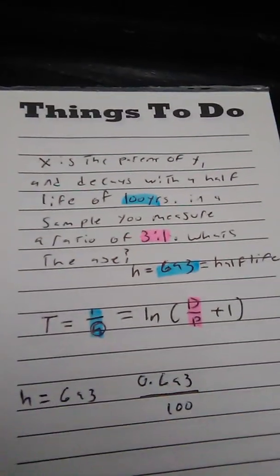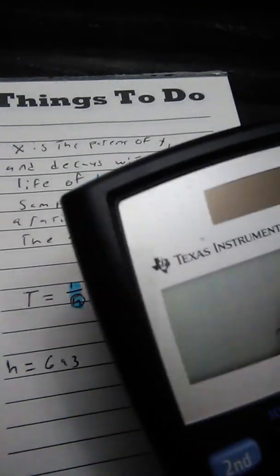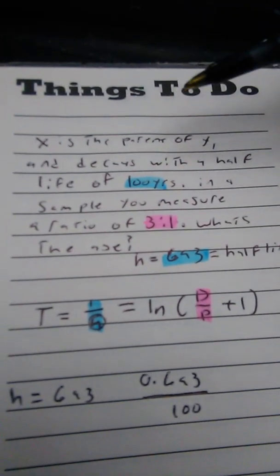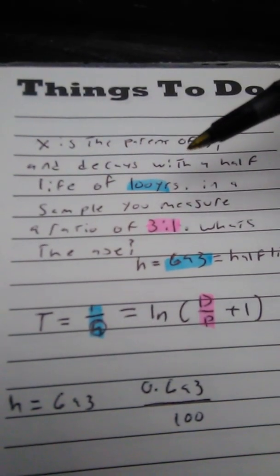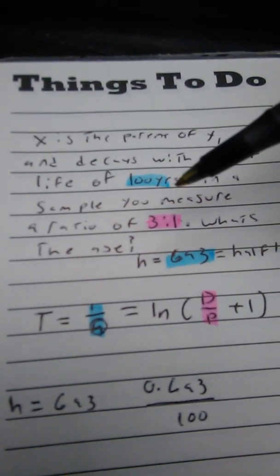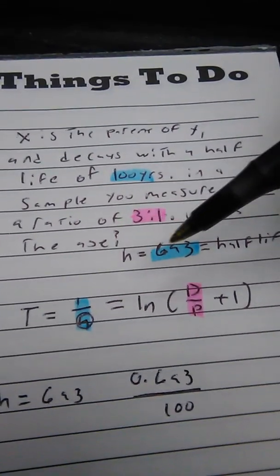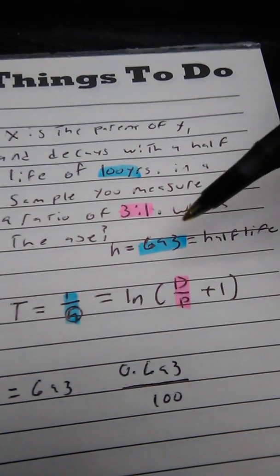Okay, so when you're calculating this, you're going to be using a calculator most of the time. You're not really going to do anything with your head. So the question is: X is the parent of Y, and decays with a half-life of 100 years. In a sample, you measure your ratio of 3 to 1. What's the age? And then it tells you that the half-life of whatever you're trying to age is 693.